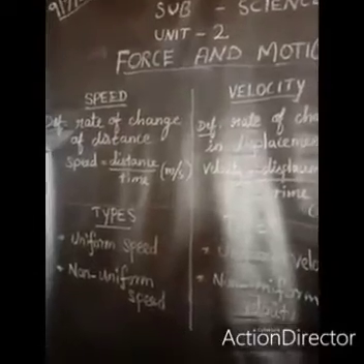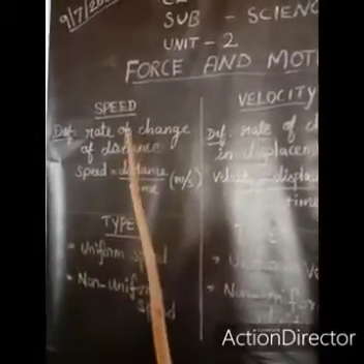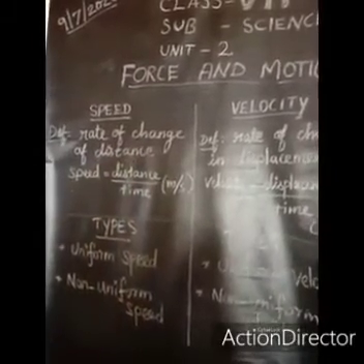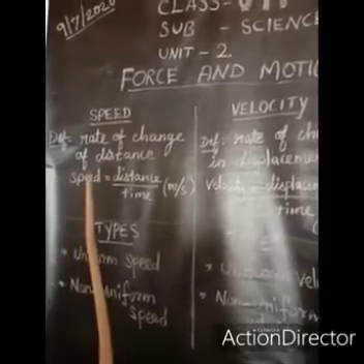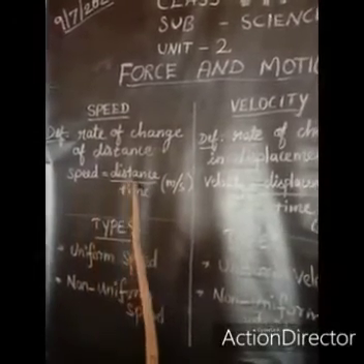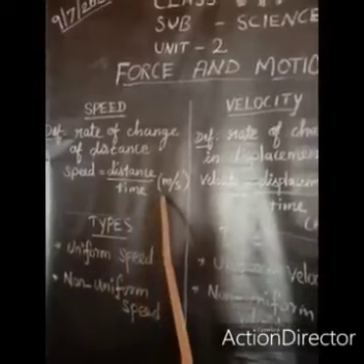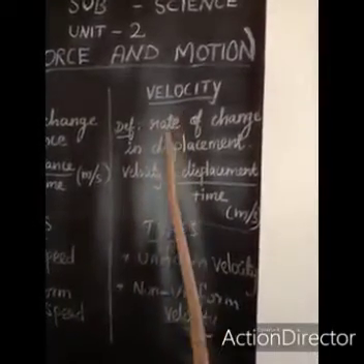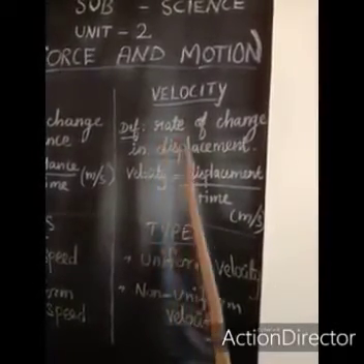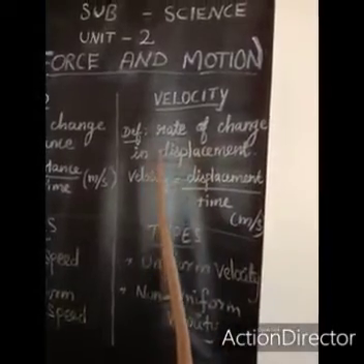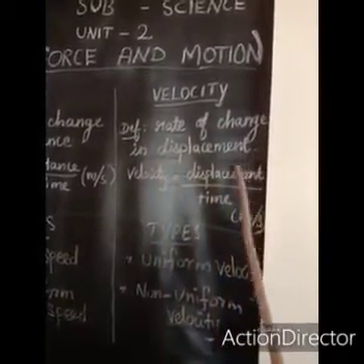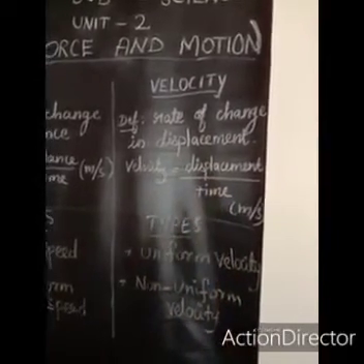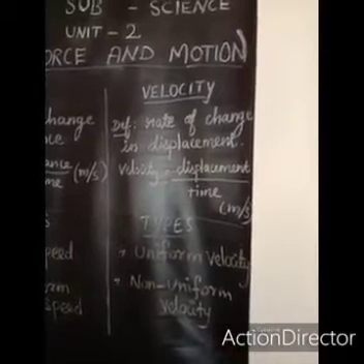What is speed? Let us recall again. Speed is defined as rate of change of distance with respect to time. So we have the formula speed equal to distance by time. Its unit is meter per second. Then what is velocity? Velocity is defined as rate of change in displacement with respect to time. Velocity equal to displacement by time. It is expressed in the unit meter per second.